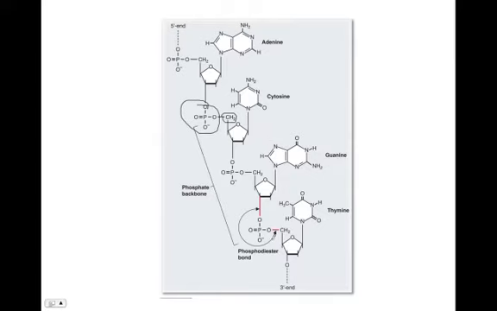This phosphodiester linkage is integral to the synthesis of DNA. The hydroxyl group here at the 3' end allows for extension of the DNA strand. Your bases, guanine and adenine, comprise the purine bases. Cytosine and thymine comprise the pyrimidine bases. We'll discuss these structures in detail in a few slides.